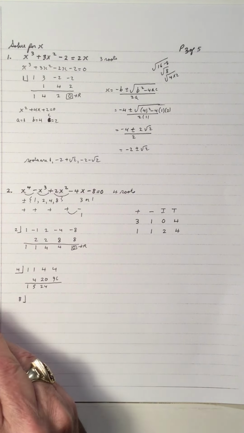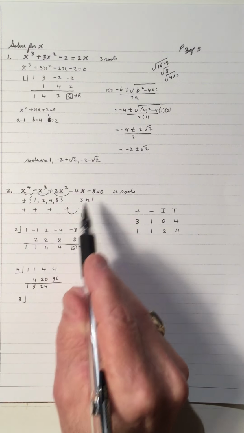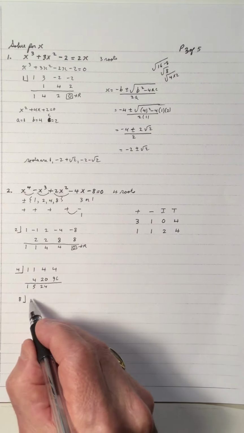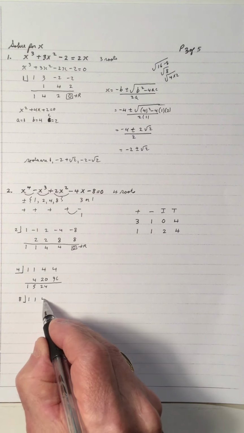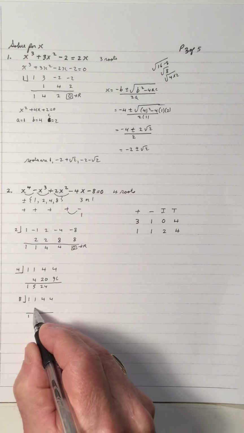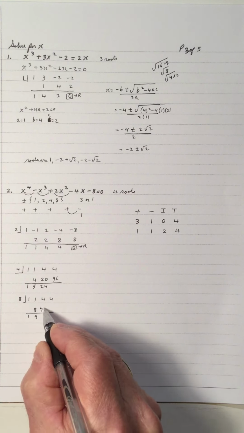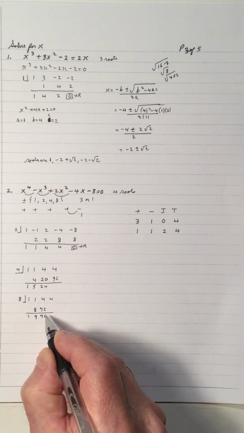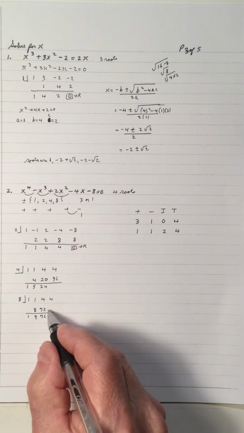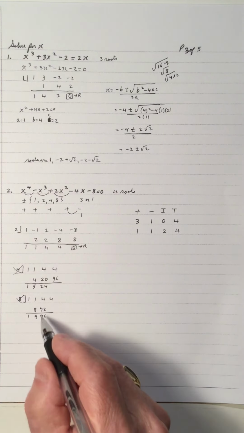So now let's check to see if 8 is a root. Remember the possibles are 1, 2, 4, and 8. 1 is not a root because the sum wasn't 0. 2 is a root, 4 is not. So let's check 8. Bring down the 1, multiply, 8, add is 9. 8 times 9 is 72, so that's 76. 8 times 76 is not going to give you a negative 4. So 4 is not a root, 8 is not a root.